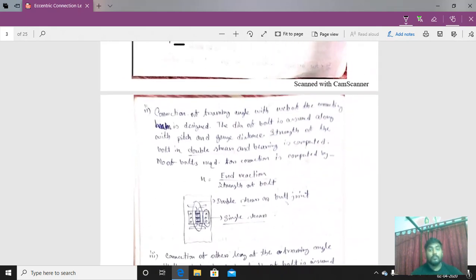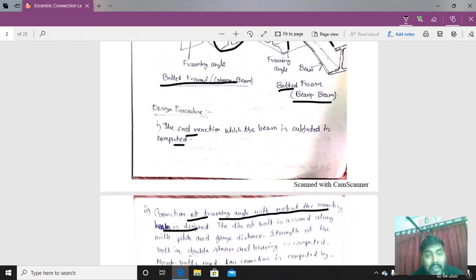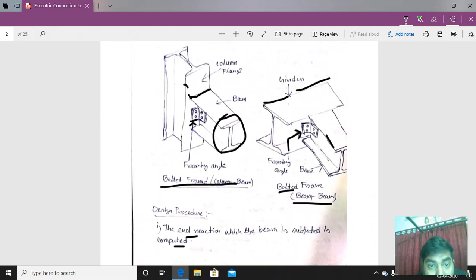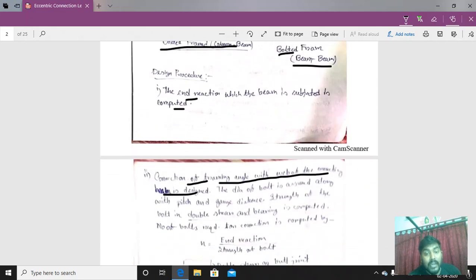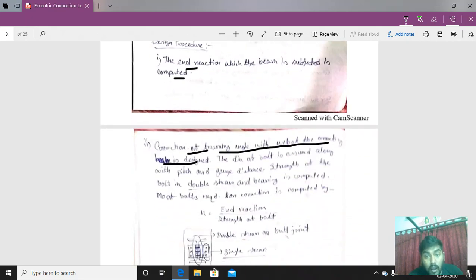Next step, the connection of the framing angle with the web of the connecting beam is designed. That means this connection has to be designed. This is the connecting beam. The connection with the column flange, and the connection for the framing angle with the web of the beam is designed.